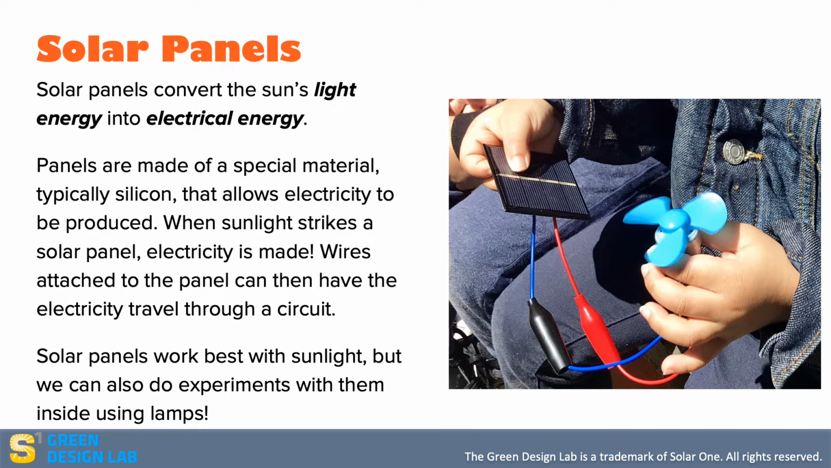Solar panels use the sun's light energy to produce electricity. When the light reaches the solar panel, electricity is made. That electricity can then be used to power different things. The picture on the right shows a young student outside in the sun holding a small solar panel and a motor that was spinning.